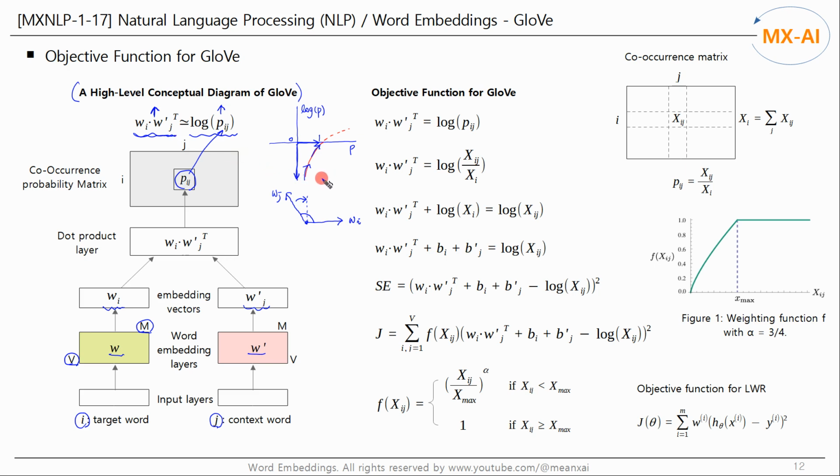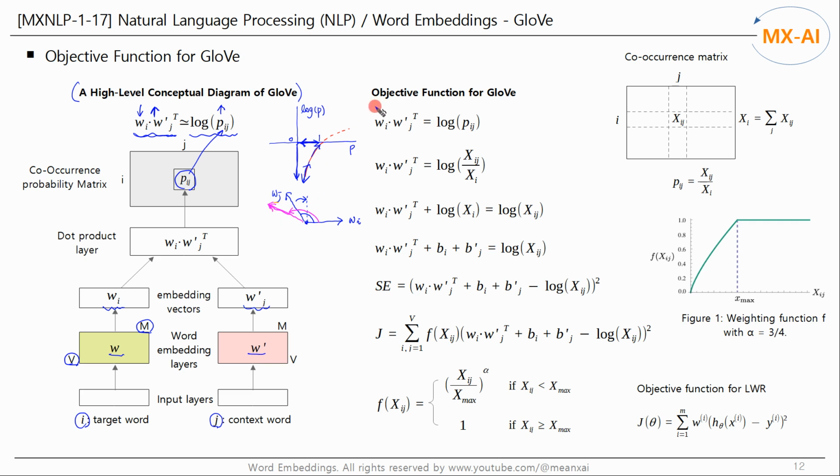Now let's consider the opposite case. What happens when the probability P becomes smaller? As P approaches 0, log P approaches negative infinity, so the dot product also becomes a very large negative value. Intuitively, you can think of this as the angle between the two vectors becoming larger, pushing them farther apart in the embedding space. As a result, words that rarely occur together become less similar to each other. This is the key intuition behind the GloVe model.